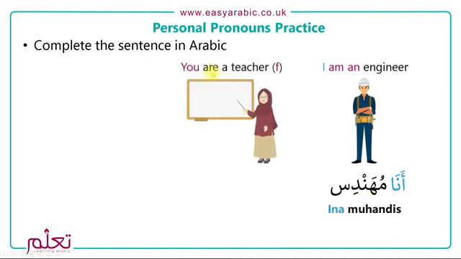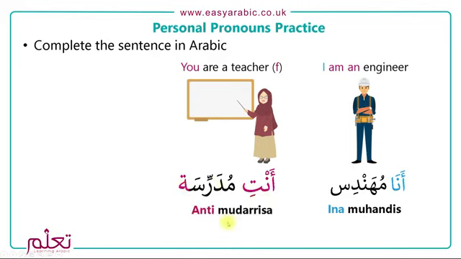Next one is you are a teacher, female. So here we have to make sure that we use the right word for you. So the word we will use is anti, the kasra at the bottom, anti, and then we use the noun and convert it to the female. So mudarris is the masculine word. We're going to change it to mudarrisa. Anti mudarrisa. So anti, you are a female teacher.